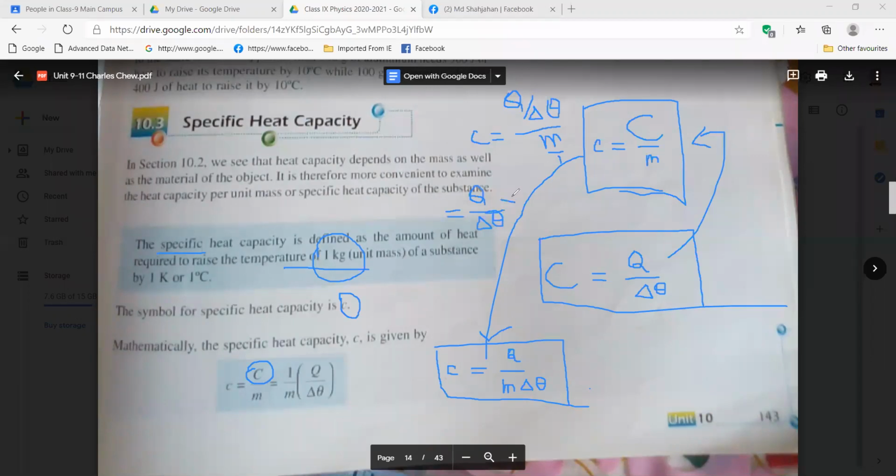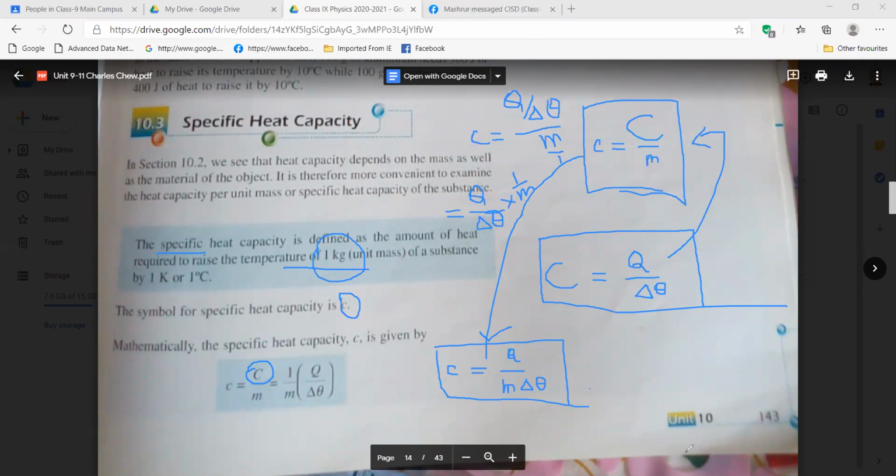Here, 1 by M. Can you write this way? Yes, sir. Now you got it? Yes, sir. Now I got it, sir. Q by M del theta. So done. Any more questions here? No, sir. All the queries are gone? Yes, sir. Thank you so much.